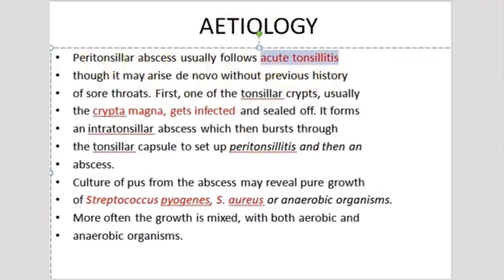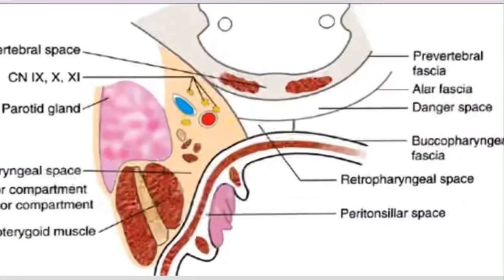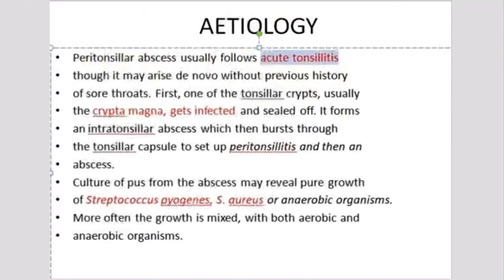Second thing, one of the tonsillar crypts, usually the crypta magna, gets infected and sealed off. Here you can see the tonsil, which contains crypts. One of the crypts is named crypta magna. Whenever one of the crypts gets infected, it is going to seal off. Once it is infected, the infection is sealed off in the tonsil. After it gets sealed off, it will form an intratonsillar abscess. Since it is sealed and present within the tonsil, it is known as an intratonsillar abscess.